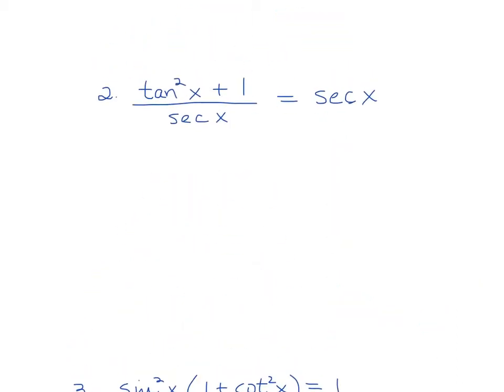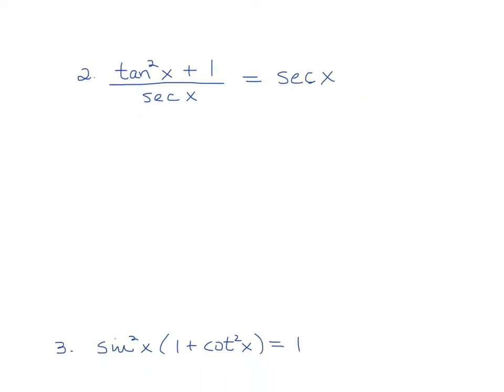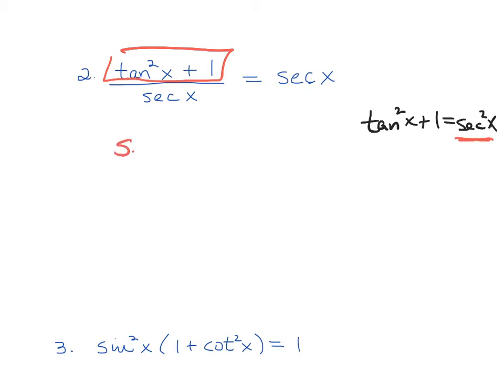For the next one, I'm going to use the technique of substituting in an identity. If you remember or memorize your Pythagorean identities, which you need to, I'm going to be using the identity that tangent squared x plus 1 equals secant squared x. So I am going to replace my numerator with what the Pythagorean identity tells me it equals. My new numerator is now going to become secant squared x.